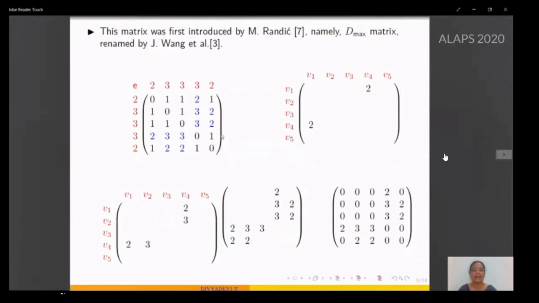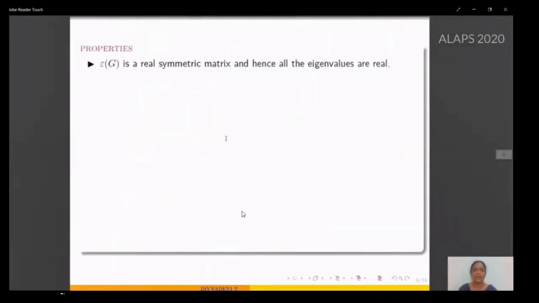So the eccentricity matrix can be obtained from the distance matrix by retaining the largest distance in each row and each column of the distance matrix. Whereas the adjacency matrix can be obtained from the distance matrix by retaining the smallest non-zero distance in each row and each column, which is 1. From this point of view, the eccentricity matrix and the adjacency matrix are opposite, so it has another name, the anti-adjacency matrix. From the definition, it is clear that the eccentricity matrix is non-negative and real symmetric. So by Schur's theorem, all its eigenvalues are real.